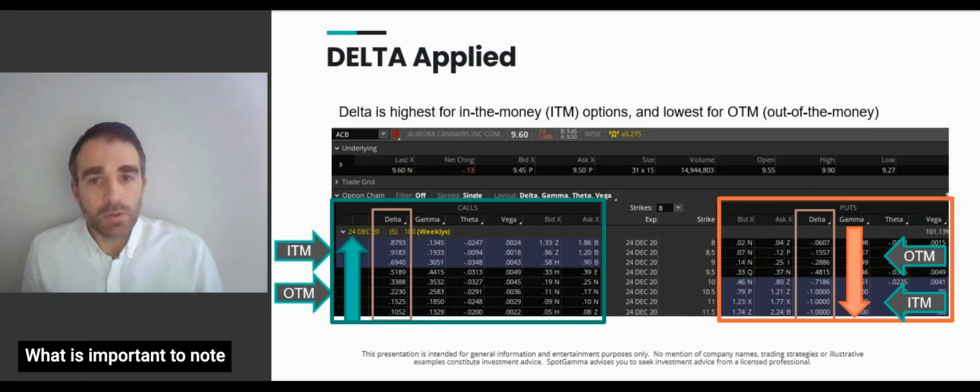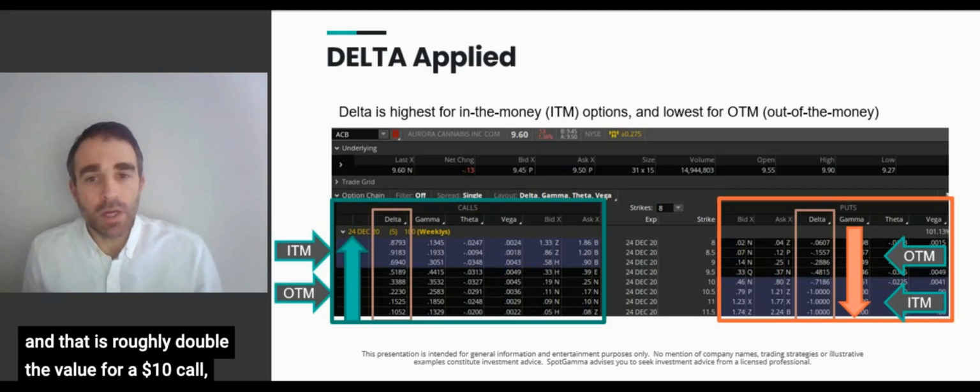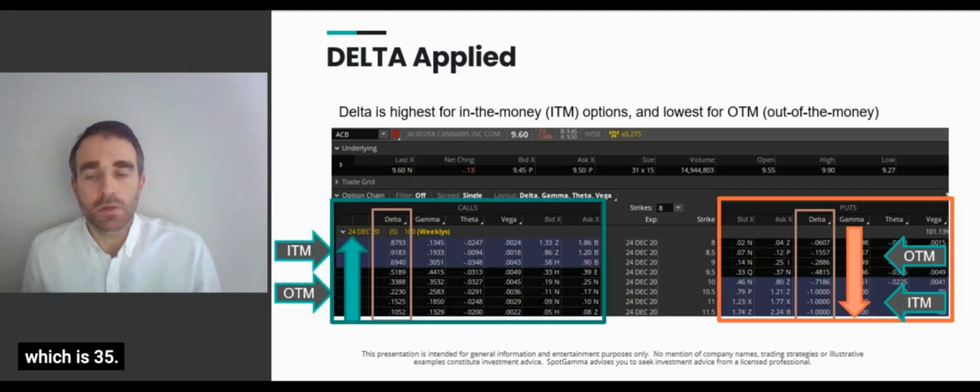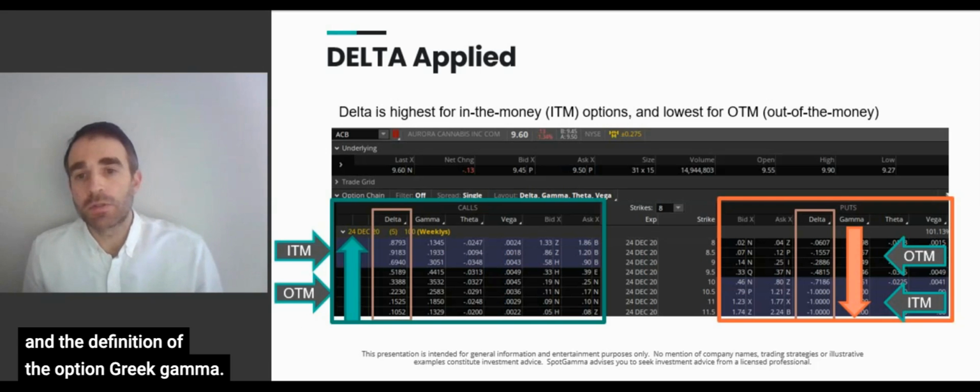What is important to know is that options that are in the money have a higher delta value. With stock at ACB at $9.60, you can see that the delta for a $9 call is 70, and that is roughly double the value for a $10 call, which is 35. Next, we will cover the relationship to and the definition of the option Greek gamma.